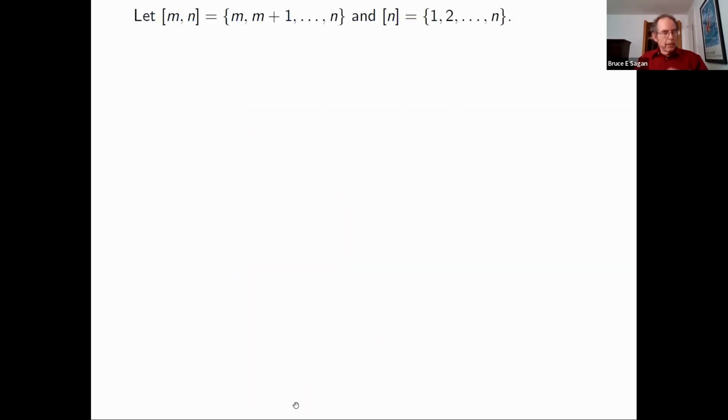So as I said, the purpose of this was to try and make some progress on the 3+1 free conjecture. So let me show you how we can do that. Just some notation: brackets m n is going to be the interval of integers from m to n. And if m is 1, we just say brackets n for the interval from 1 to n.